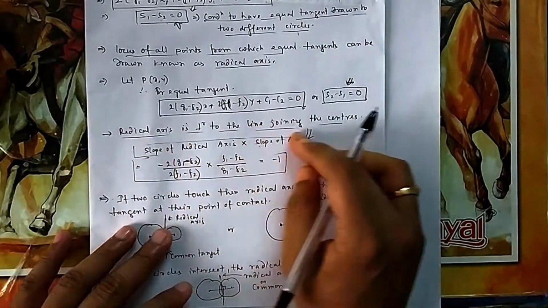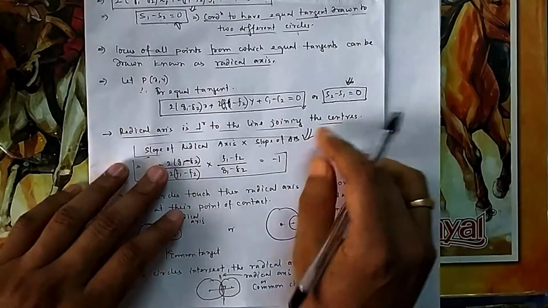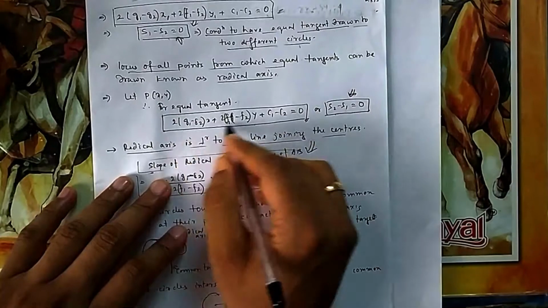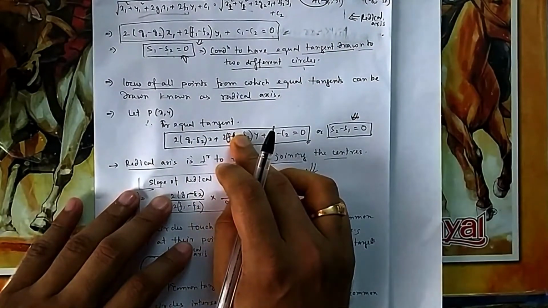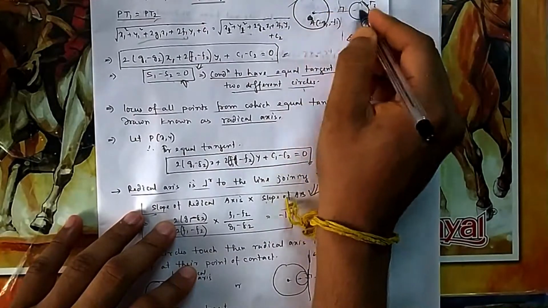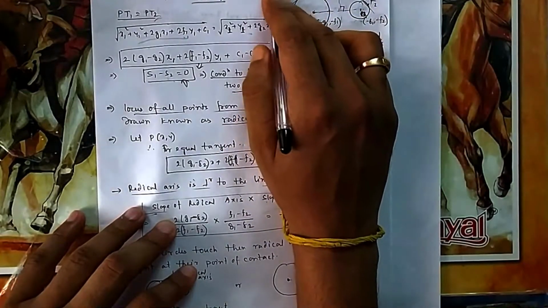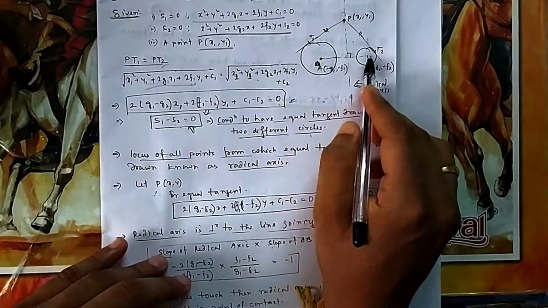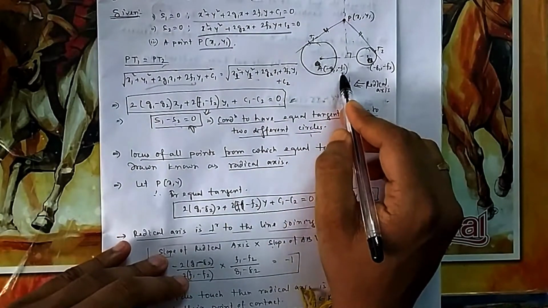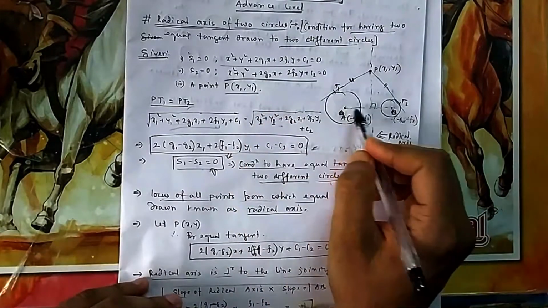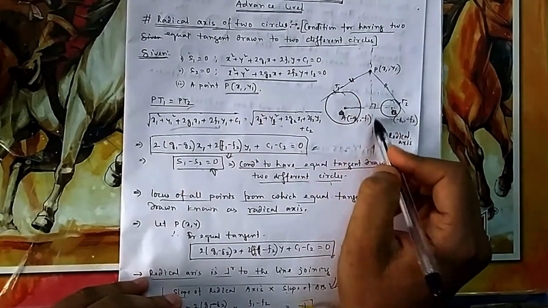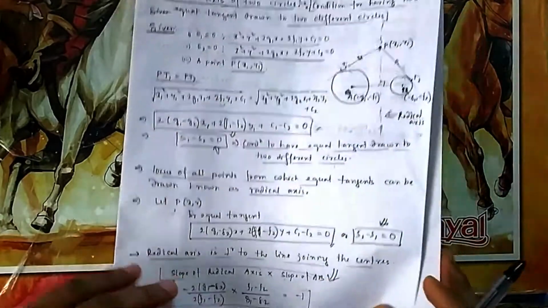So the radical axis is perpendicular to the line joining the centers. Now you see this line, this is the equation of the radical axis. Now the slope of this one and the slope of this AB. I am not writing C1 C2, otherwise you will get confused. Let the centers be A and B, with coordinates (minus g1, minus f1) and (minus g2, minus f2), from this equation. So what is the slope of this line and the slope of this line? If you multiply these two, you will get minus 1.